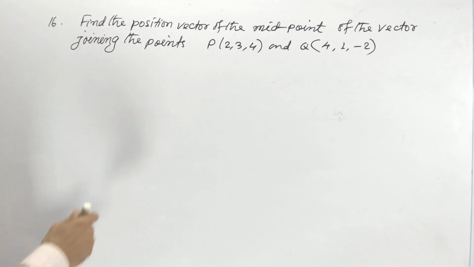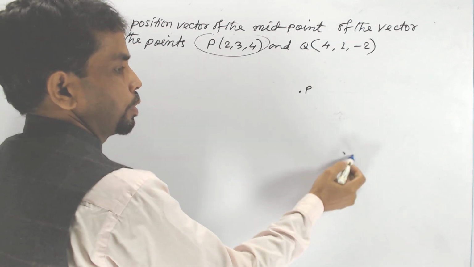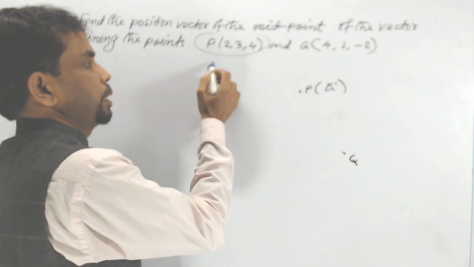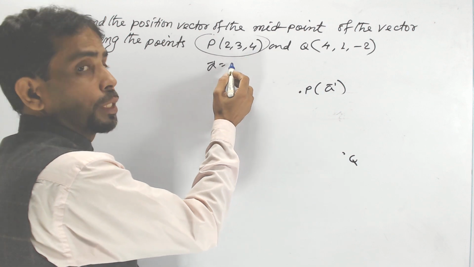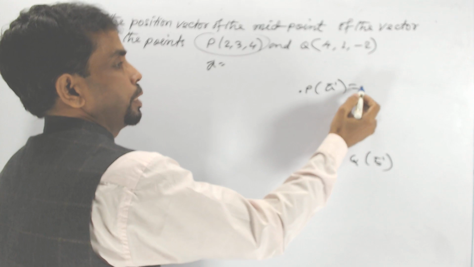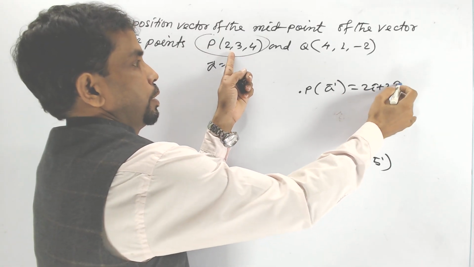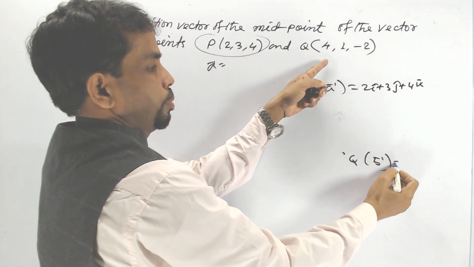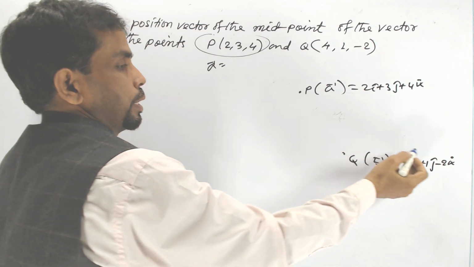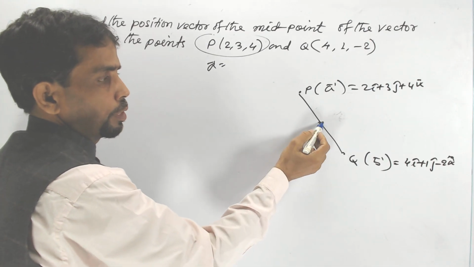Question number 16. It is given like this: one point is P, another point is Q. P we will represent by vector A. Vector A is 2i, 3j, 4k. We will write in terms of i, j, k. And this will be represented by vector B. A is the position vector of the first point, 2i plus 3j plus 4k. The second one, position vector, 4i plus 1j minus 2k. And you are asked to find the midpoint between P and Q. This is the middle point.